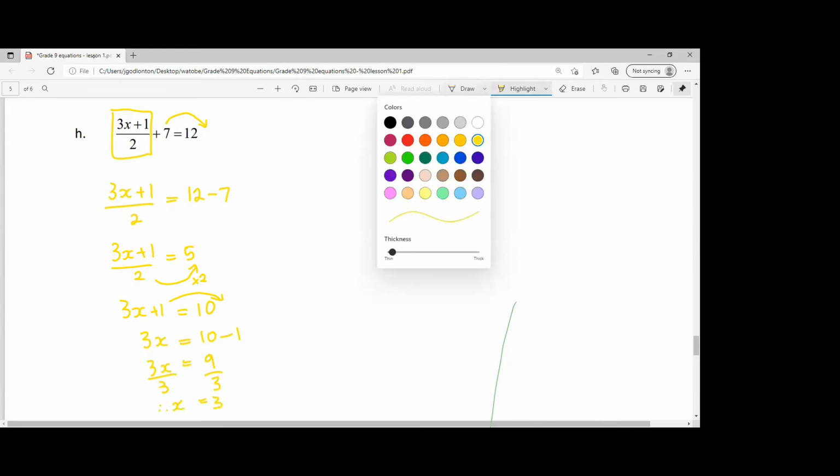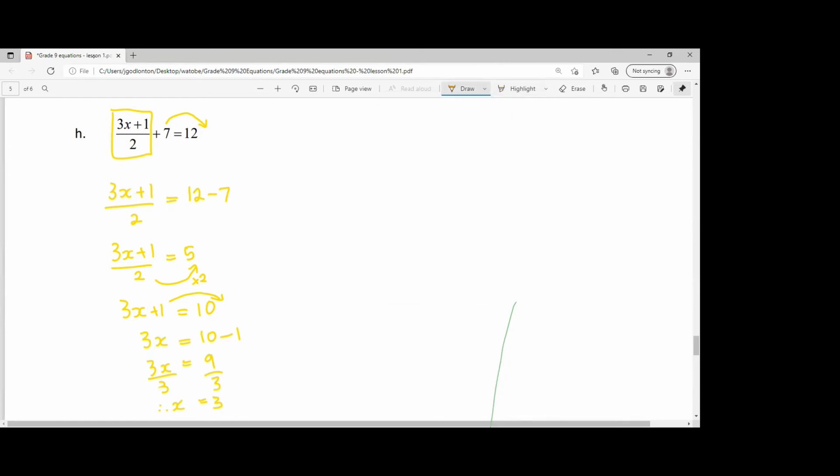So that's option 1. Now, option 2 is something we're going to be doing when we deal with fractions in one of our later lessons. And that's to try and find sort of an LCD for all of these. So at the moment, these are both over 1. So if I multiplied this by 2, those 2 cancel, and then I would have to multiply that by 2, and I'd have to multiply that by 2, so that all of my denominators are the same, essentially. So we would have 3x plus 1 plus 7 times 2, which is 14, which is equal to 12 times 2, which is 24.